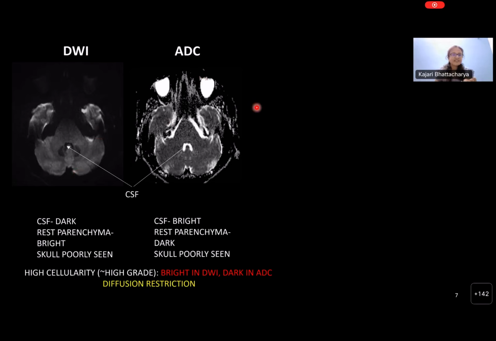And how do we identify the sequence? It's a very dirty looking sequence, where you can't see the skull and everything appears not very clear to you. As pathologists, you can remember this much only. So that is diffusion weighted imaging, and these two images have to be seen together always. In DWI, the CSF appears black, in ADC the CSF appears white, and the rest of the parenchyma appears black in ADC, and the rest of the parenchyma appears bright in DWI. This is how you identify.